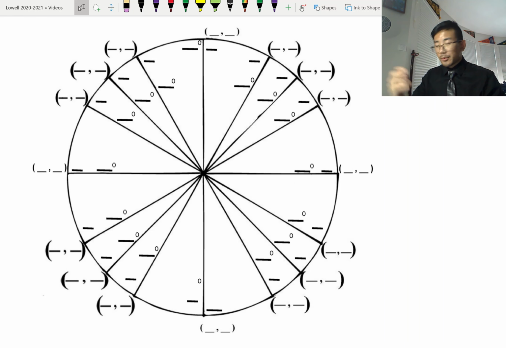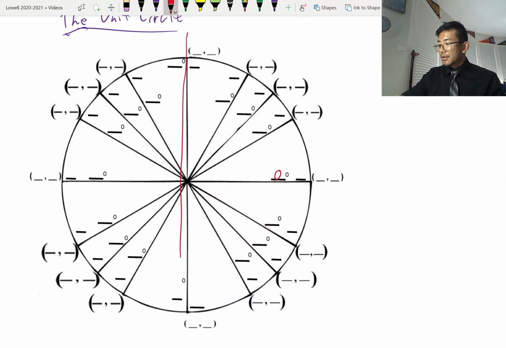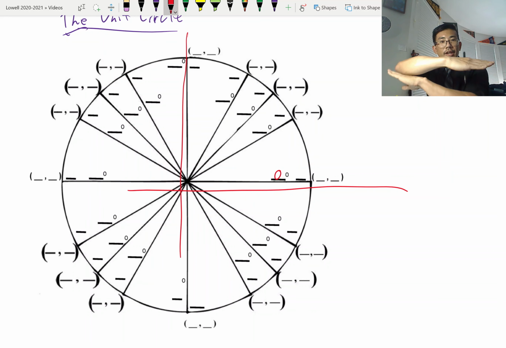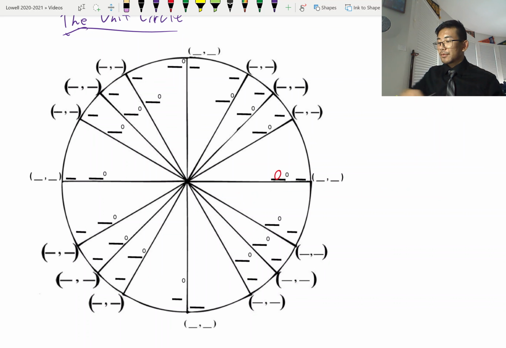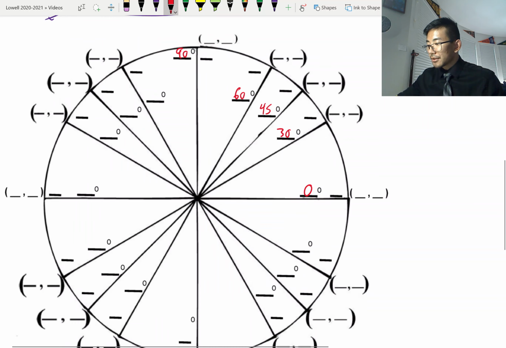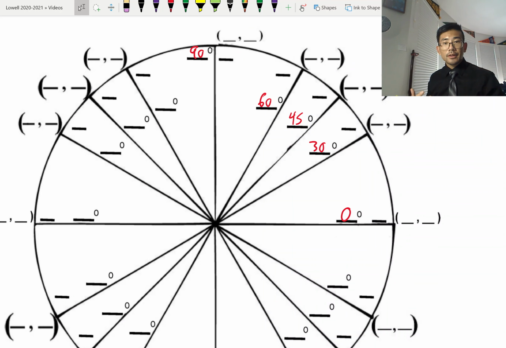So the first one, remember, is 0 degrees. We always have to agree where 0 is. So 0 degrees, remember, on our axes here, 0 degrees is pointing straight in the positive x direction. The next significant one is 30 degrees, then 45, and then 60, and 90 degrees right here.